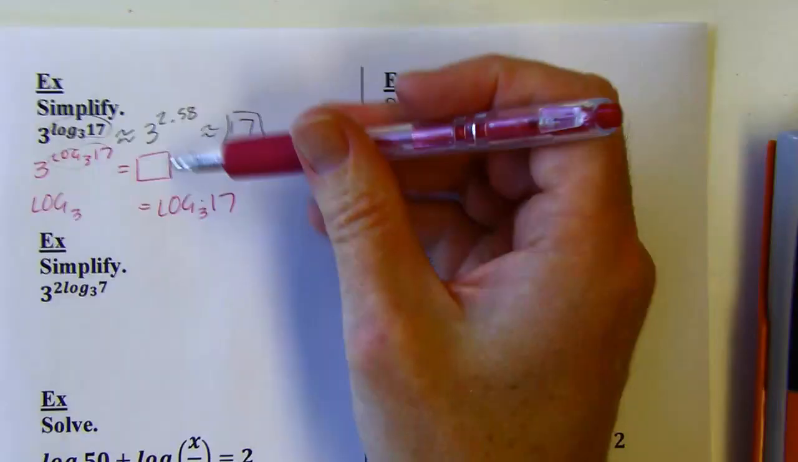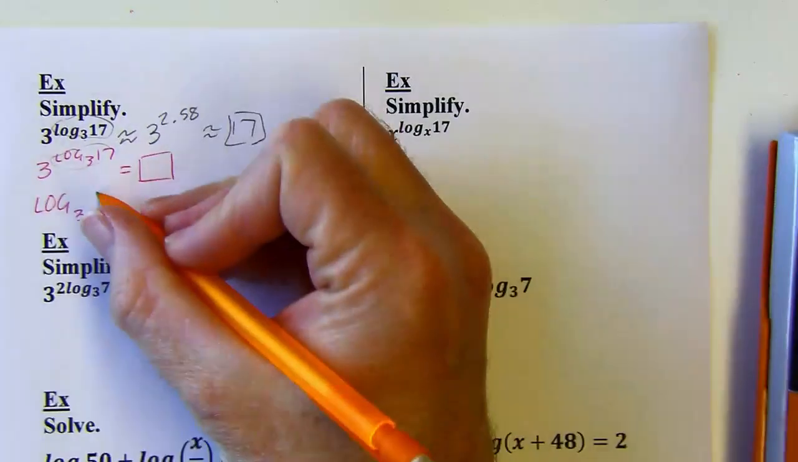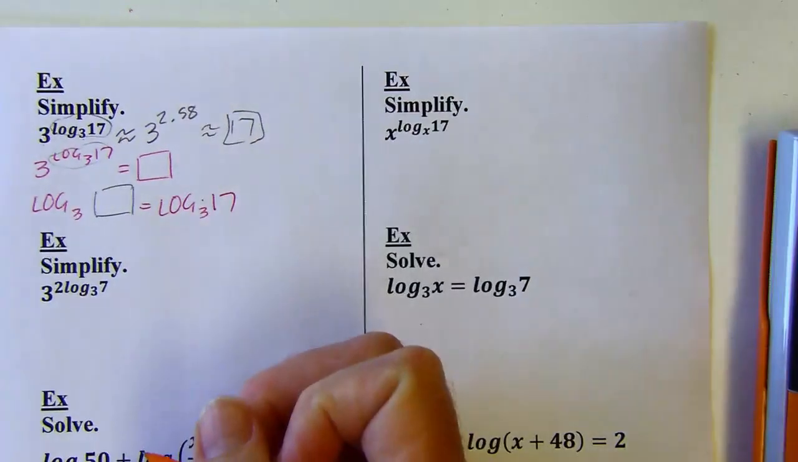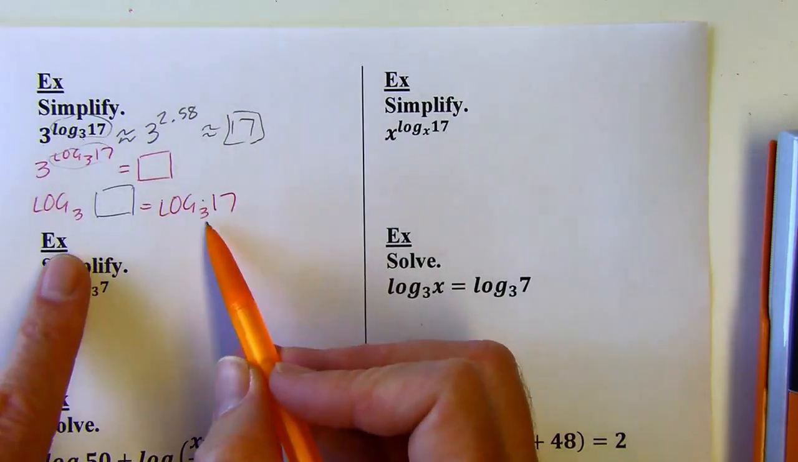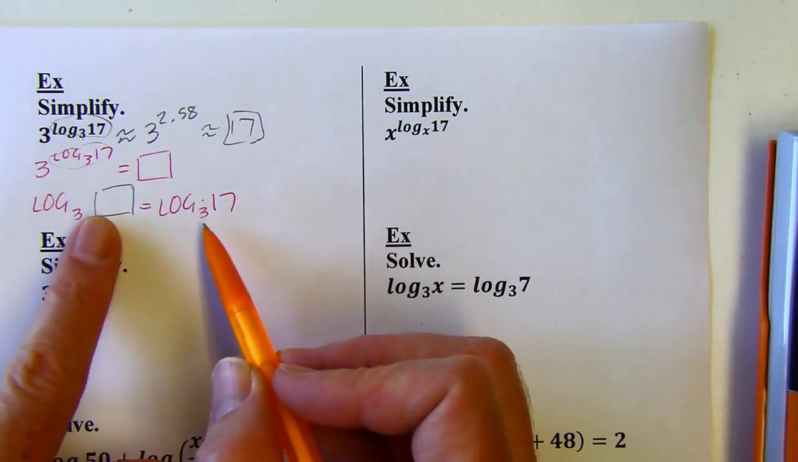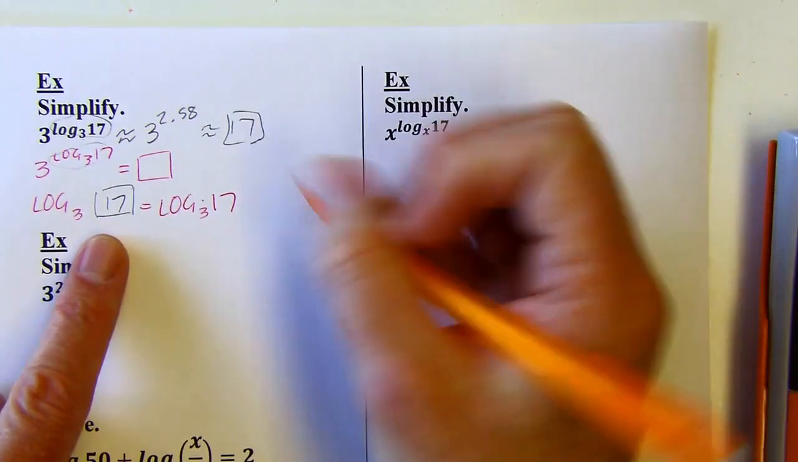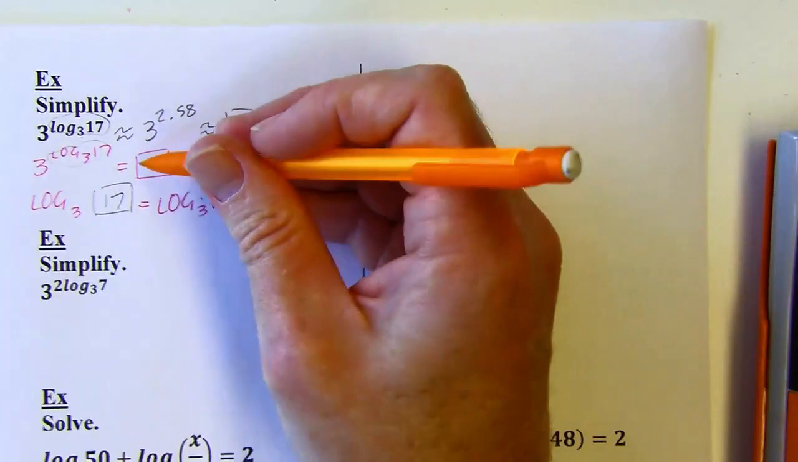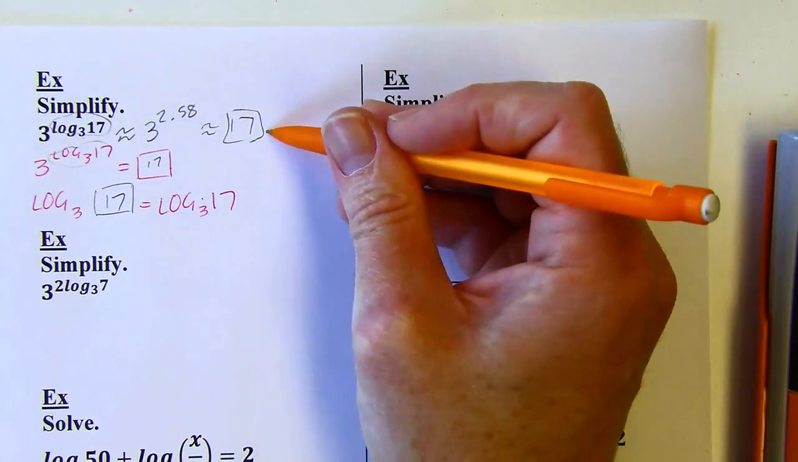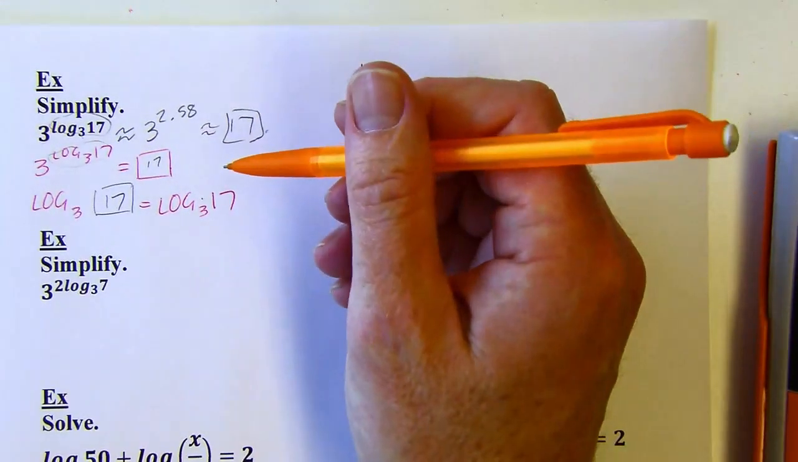Okay? And then my empty box would go right here. And now looking at this, to make this work out, I need both sides of this to be the same, so the contents of the 2 logs have to be the same. So that means this equals 17, right? So that means, if I go back up, that's 17. So that's 17. So there's a nice little shortcut here, okay?